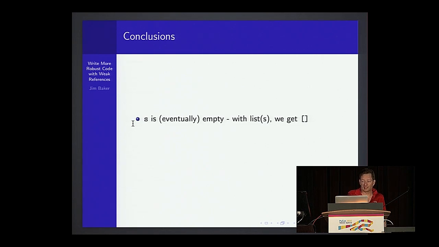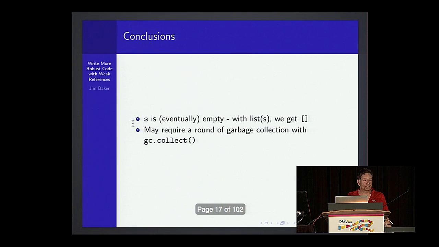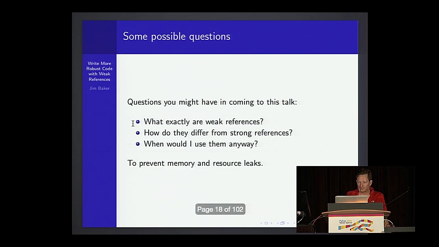So S will be eventually empty in the context of potentially some garbage collection. So we've built some intuition, and the thing that I want you to just think about is what do we do with weak references in general? It's to prevent memory and resource leaks. We don't want to be holding on to objects unnecessarily.